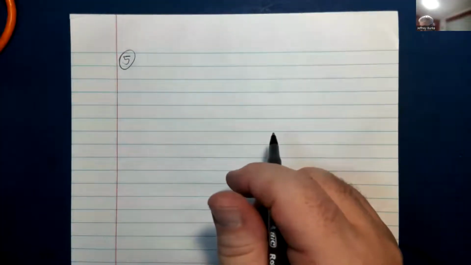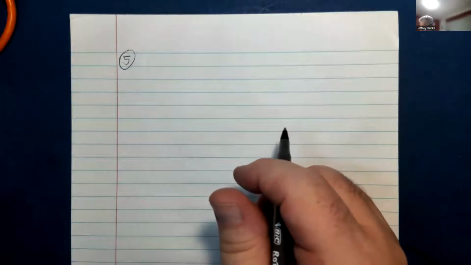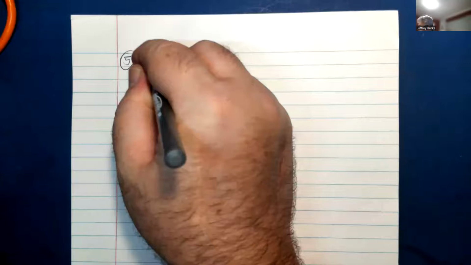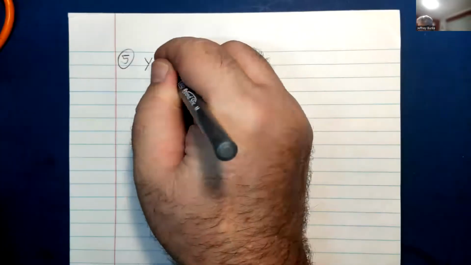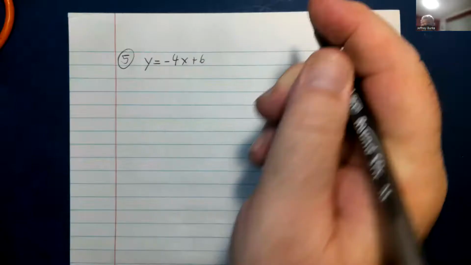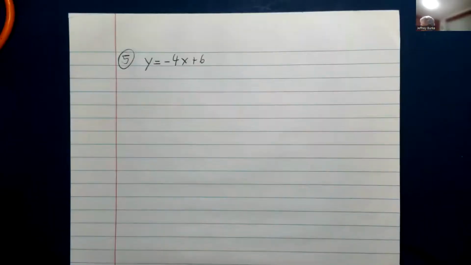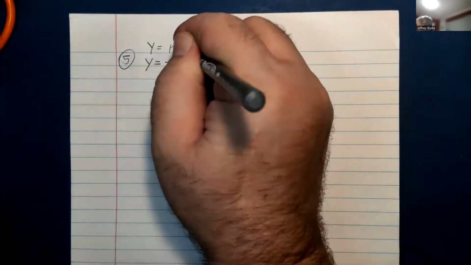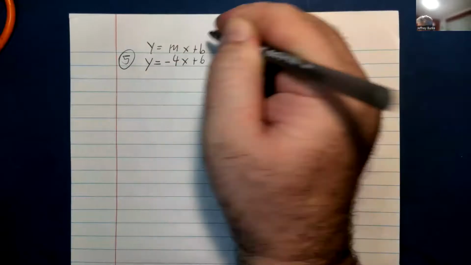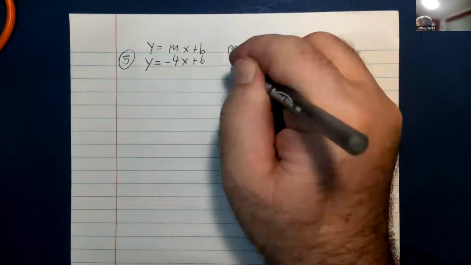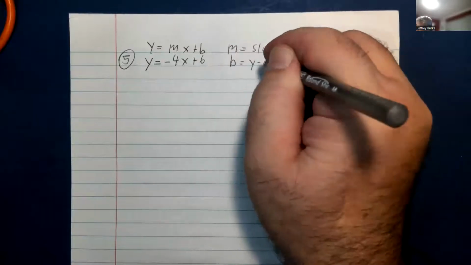Here we go. So in question 5, we're asked to find the slope and the y-intercept of the graph of the equation. Hopefully for most people, this is going to be a fairly straightforward question because this is an equation that is written in slope-intercept form. So in other words, it's written in the form of y equals mx plus b, where m is equal to the slope, and b is equal to the y-intercept.